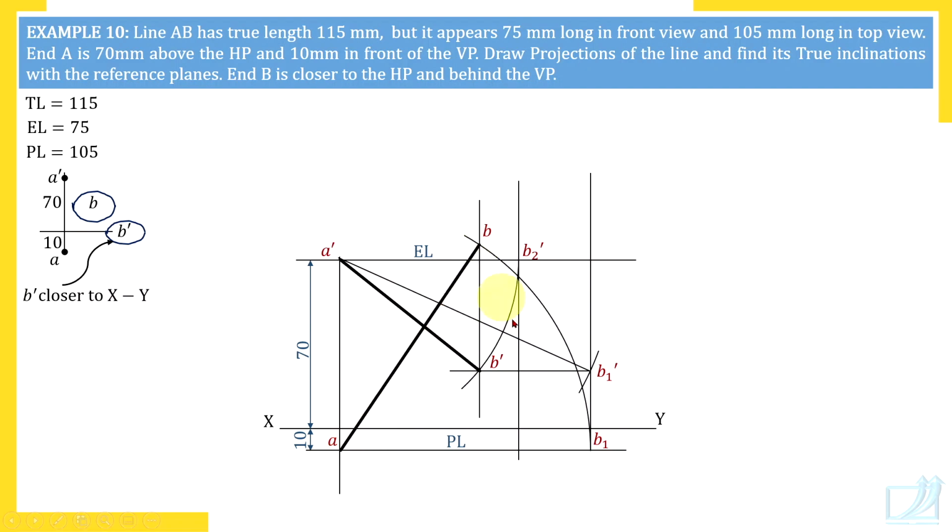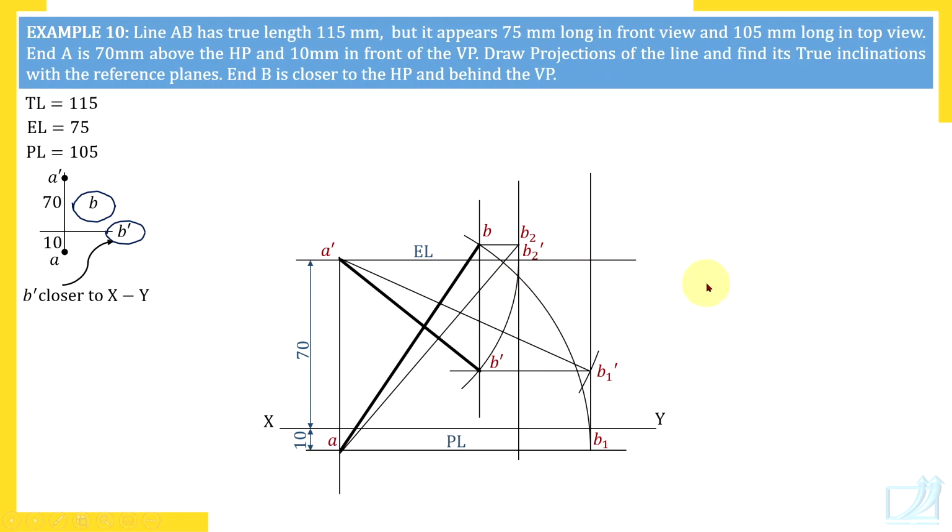Now you have used compass to rotate PL. You got a new point again. Now through new point you draw horizontal line for B2. And there is already vertical line for B2. Remember, B2 dash and B2 lie on the same vertical line. So here it is B2. Join AB2. That is true length.